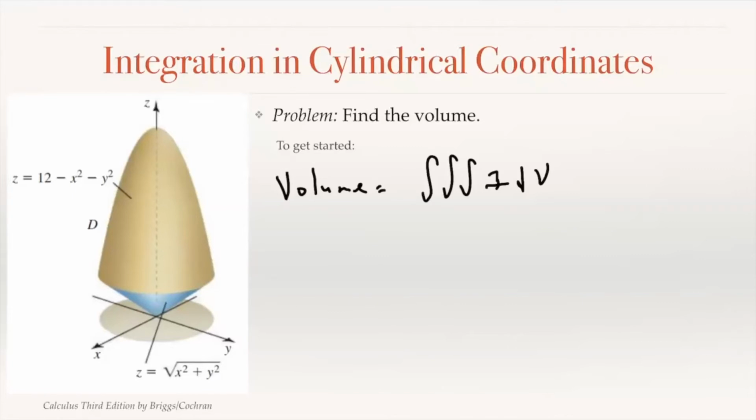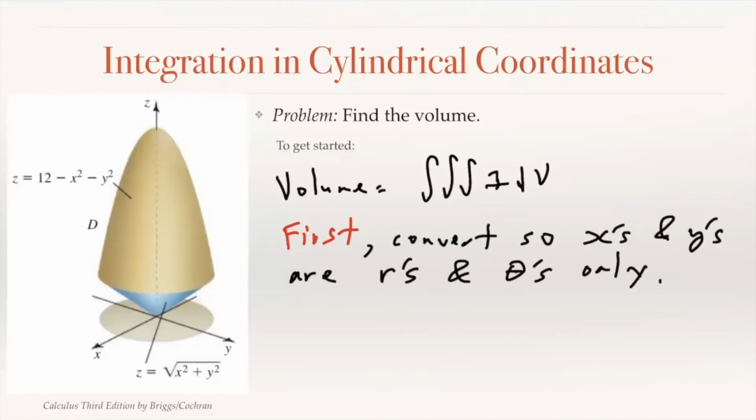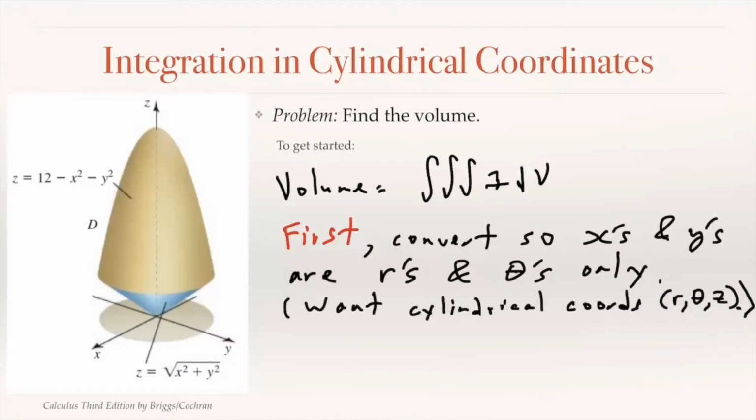But don't forget that in cylindrical coordinates, we don't have x's and y's. So really the first thing that we want to do is convert everything to be in terms of r and thetas only. So don't forget that first, you need to convert so that your x's and y's are r's and thetas only, because that is what you need in cylindrical coordinates, which are r theta z.